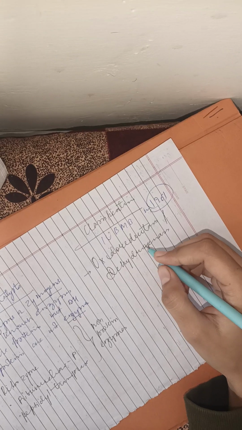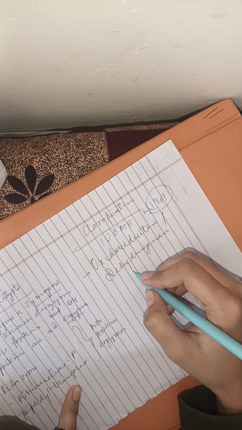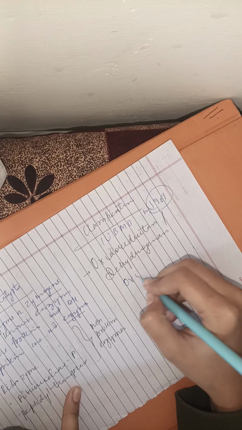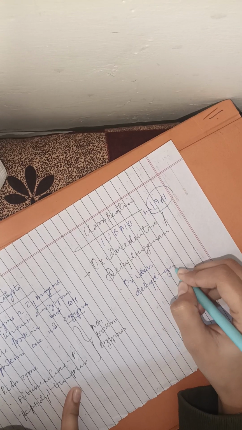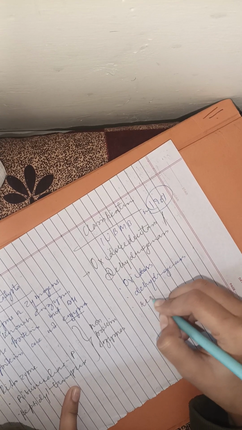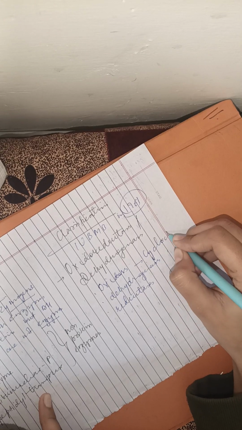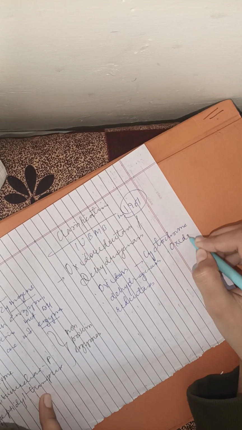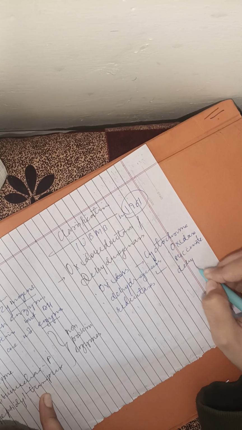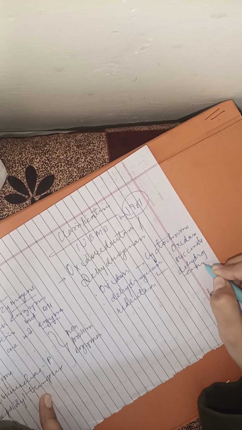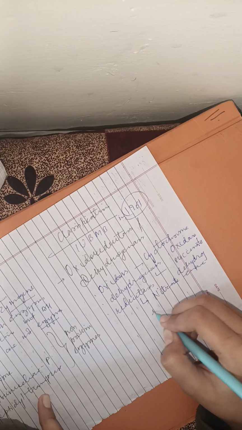These enzymes are of three types: oxidases, for example cytochrome oxidase; dehydrogenases, that is succinate dehydrogenase; and reductases, that is nitrate reductase.